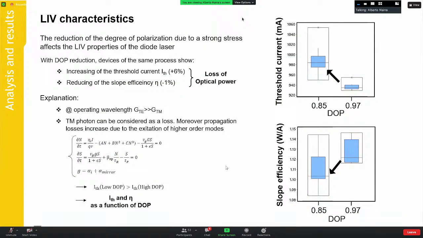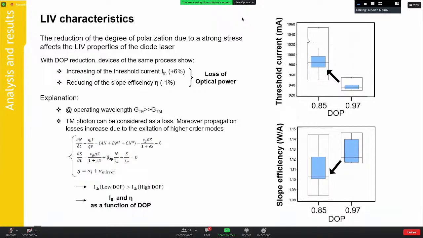The reduction of the DOP due to a strong external stress also affects the light-current properties of the diode laser. In fact, with the DOP reduction, we observe an increase of the threshold current and a reduction of the slope efficiency, resulting in a loss of optical power at fixed injected current.